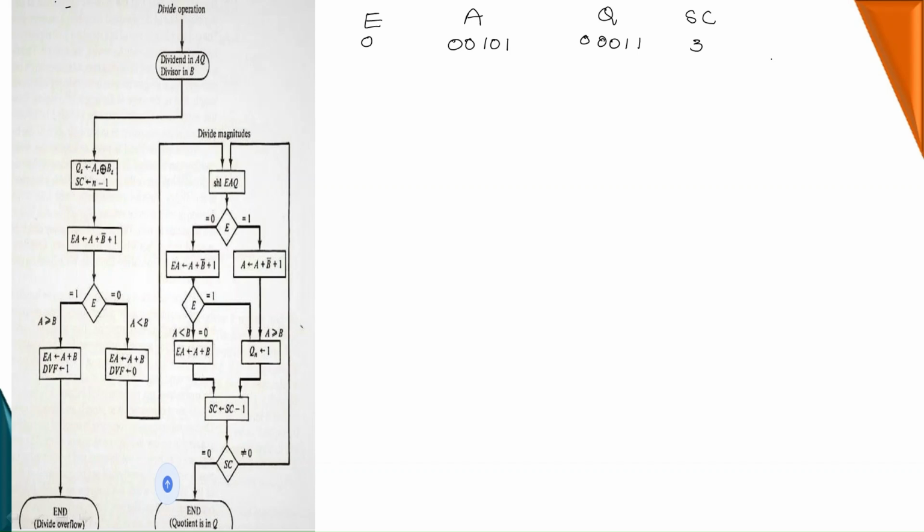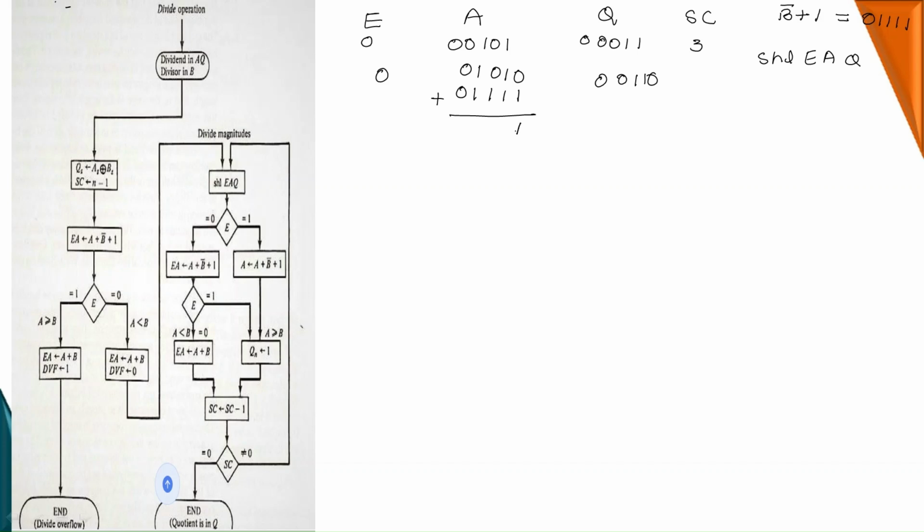So now again start the flow chart. Perform a shift left on the contents of EAQ. So when you perform a shift left, this becomes 00110, and A becomes 01010, and this becomes 0. So now E is equal to 0. You add it with B complement plus 1. So B complement plus 1 is 01111. So you add it, 01111.